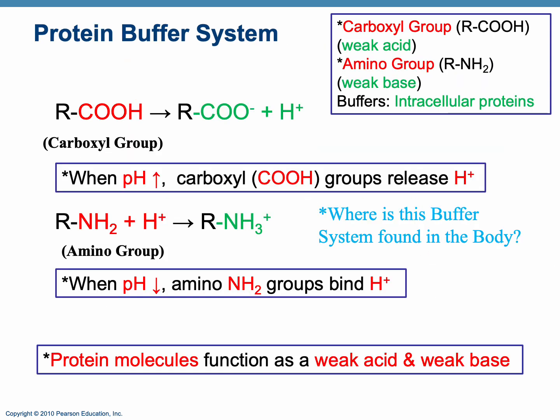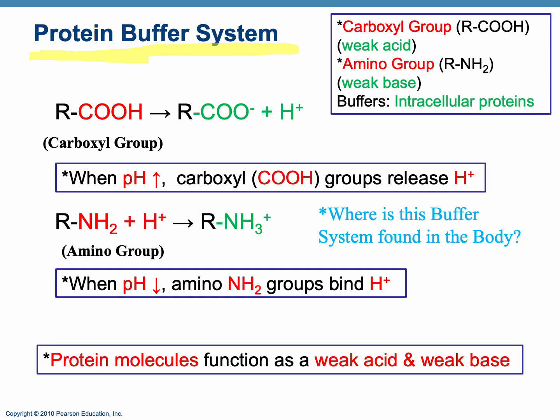The last buffering system we're going to take a look at in here today is looking at the protein buffering system. Sometimes this is also known as the hemoglobin buffering system. And ultimately this system is looking at what's known as the backbone of an amino acid. Amino acid being the building block of proteins. There are two major side groups when we look at the backbone of an amino acid.